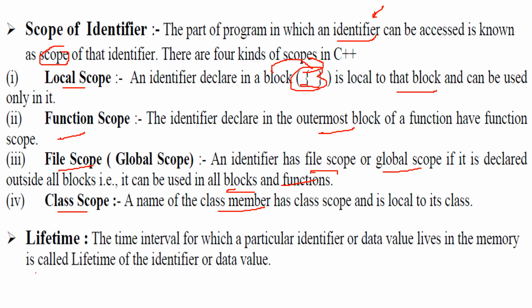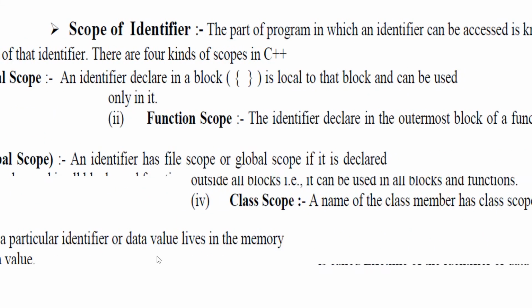Along with scope comes the lifetime. So what is the lifetime? This is the time duration, the time interval, for which a particular identifier or data value lives in the memory. The time it lives in the memory is the lifetime, right?